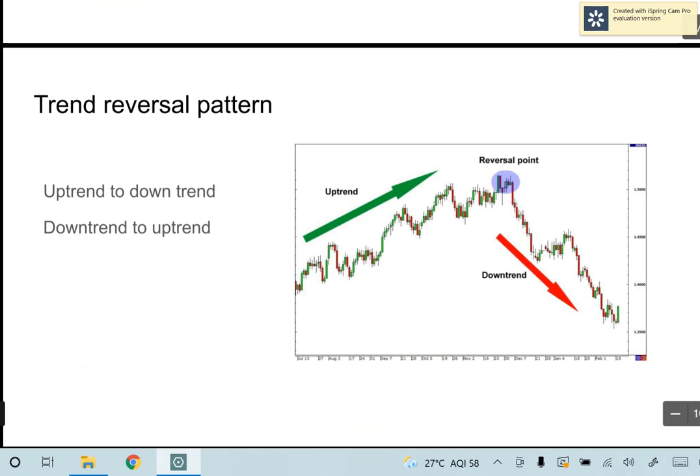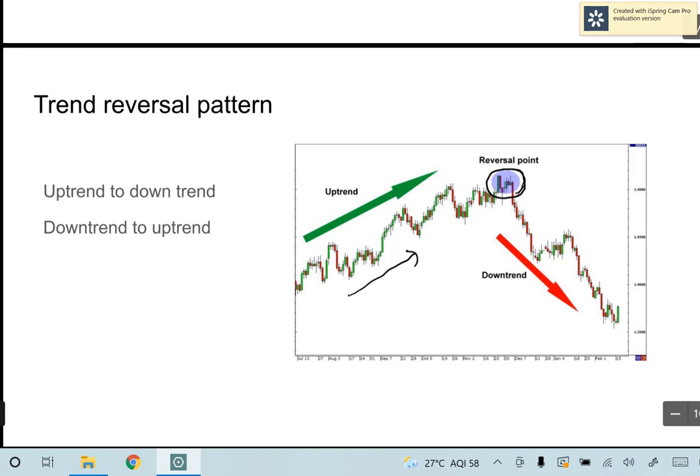The Marubozu candlestick pattern is a trend reversal pattern. What is meant by a trend reversal pattern? It means it changes the direction of the current trend. Look here, the current trend is an uptrend. This is a trend reversal pattern. Many trend reversal patterns are there. I'll explain all those patterns one by one in the upcoming videos.